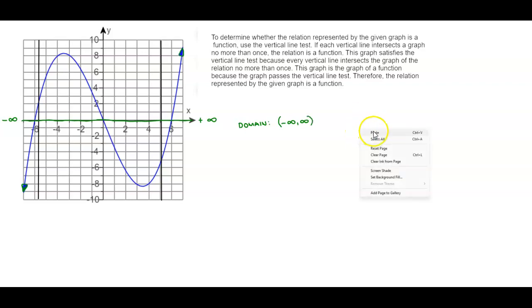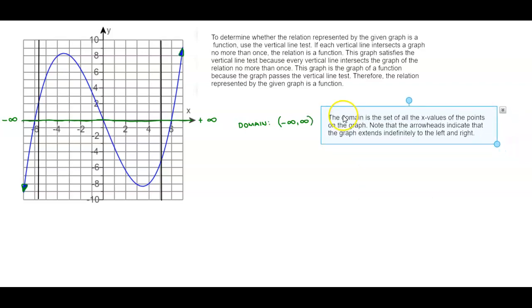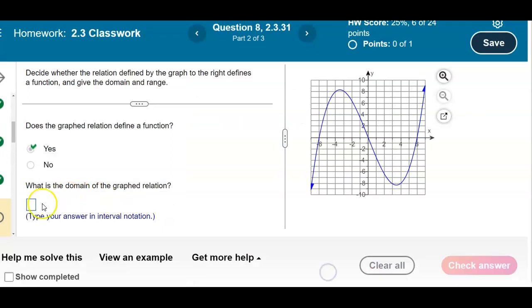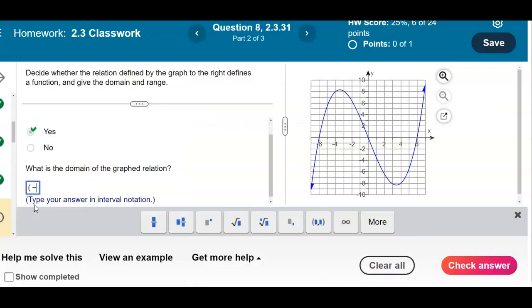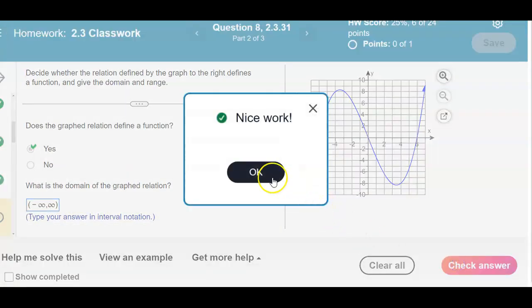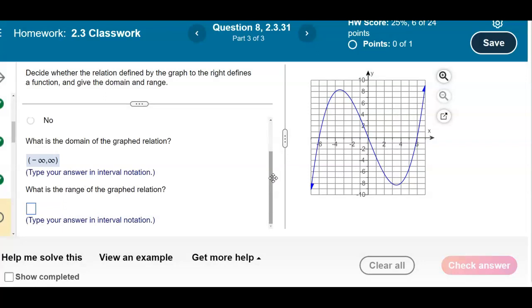Now again, let's go ahead and explain this further. The domain is the set of all the x values of the points on the graph. Note that the arrowheads indicate that the graph extends indefinitely to the left and to the right, therefore giving us that domain. So let's go ahead and put in our answer. We have parentheses negative infinity, comma, positive infinity with parentheses. Check our answer, and there is our result.